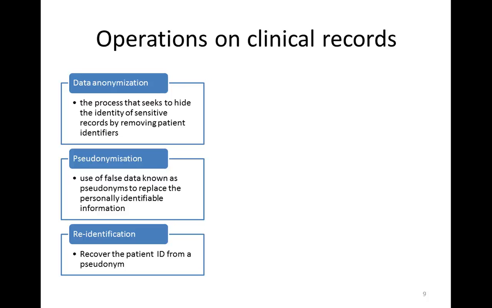the clinical records. So the first operation is what we call data anonymization. As it says here, it is a process that seeks to hide the identity of sensitive records by removing patient identifiers. The patient identifiers are the name, date of birth, postcodes, age, and so on. And pseudonymization is a process defined as the use of false data, known as pseudonyms, to replace the personally identifiable information. So rather than using your unique hospital ID, it is replaced by another meaningless number. Re-identification is to recover the patient ID from a pseudonym.